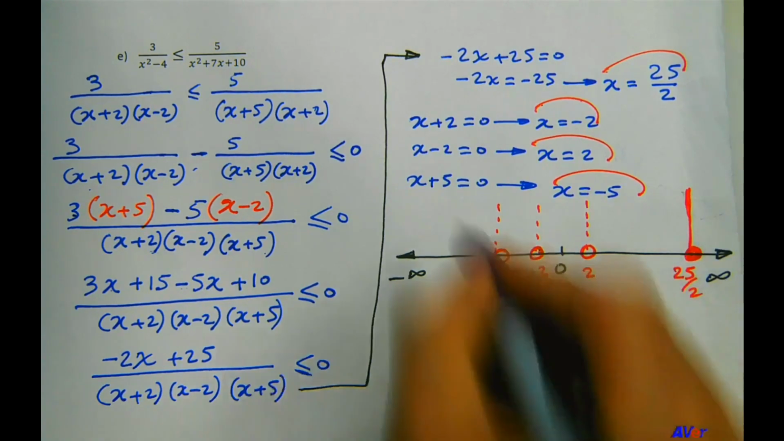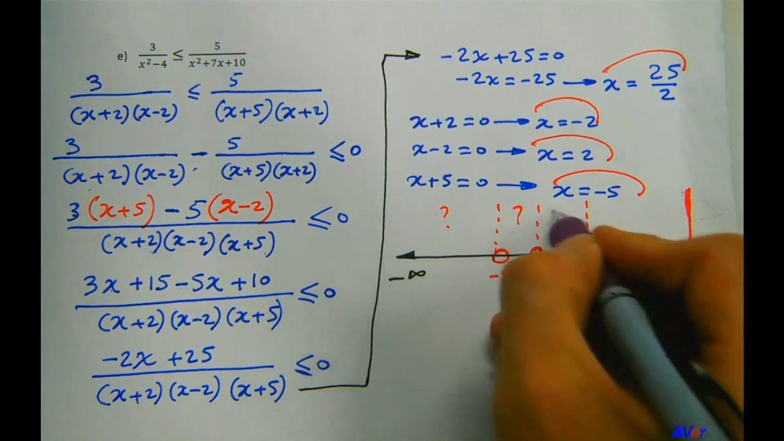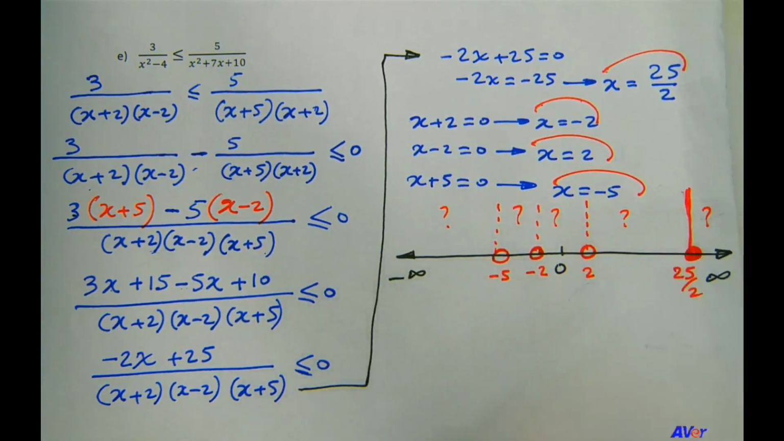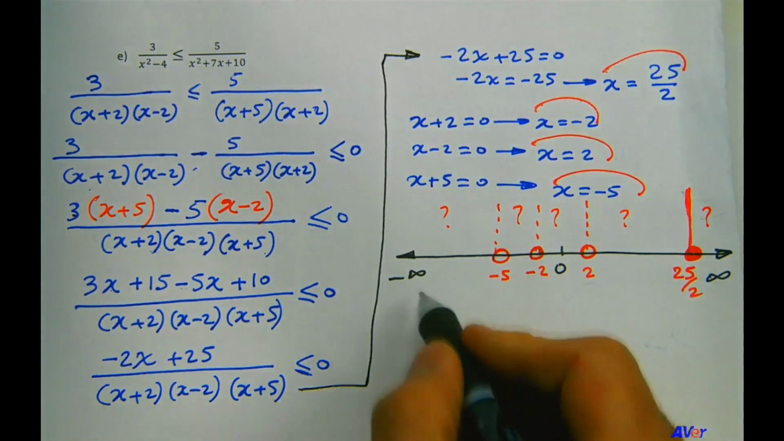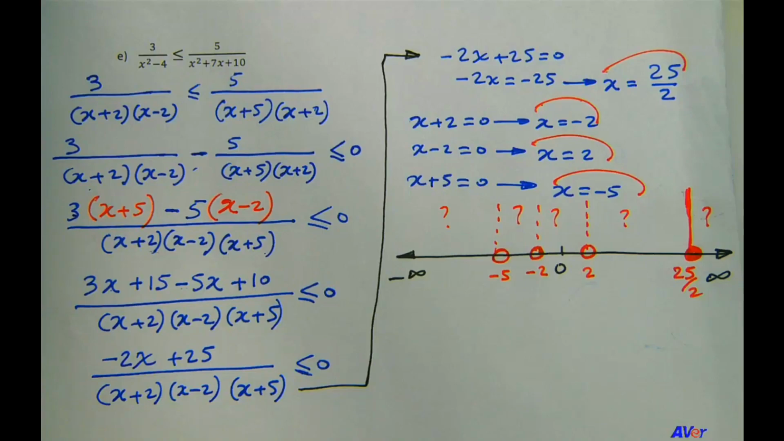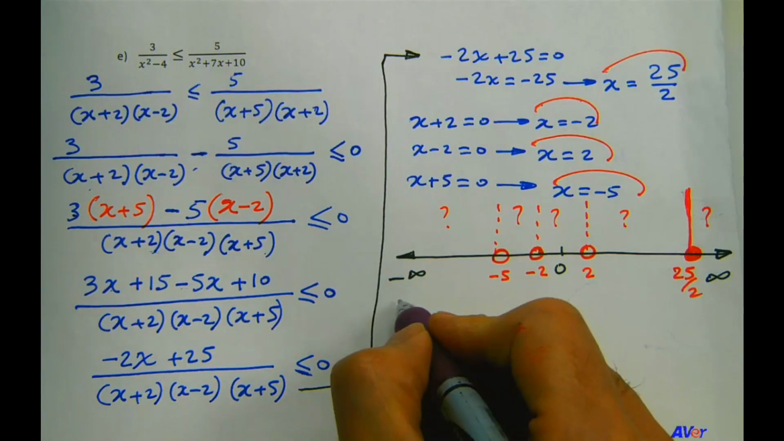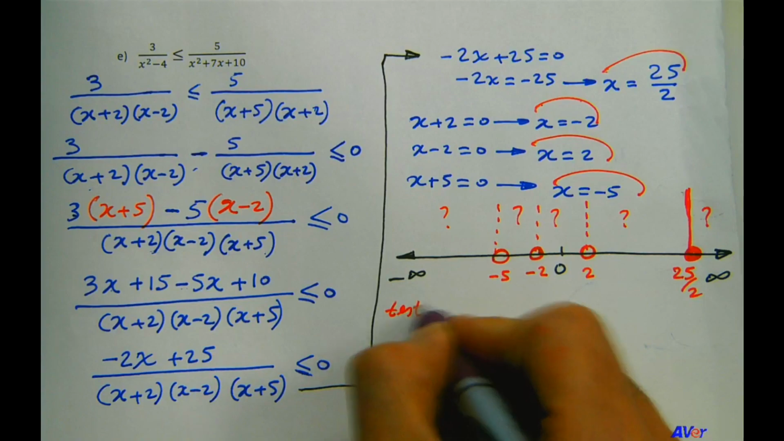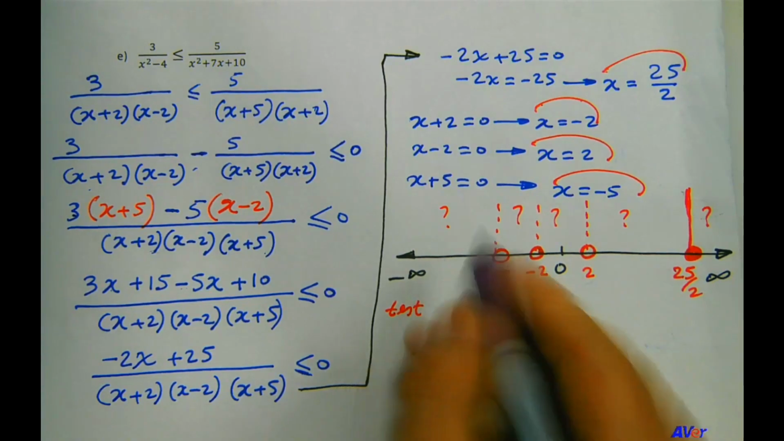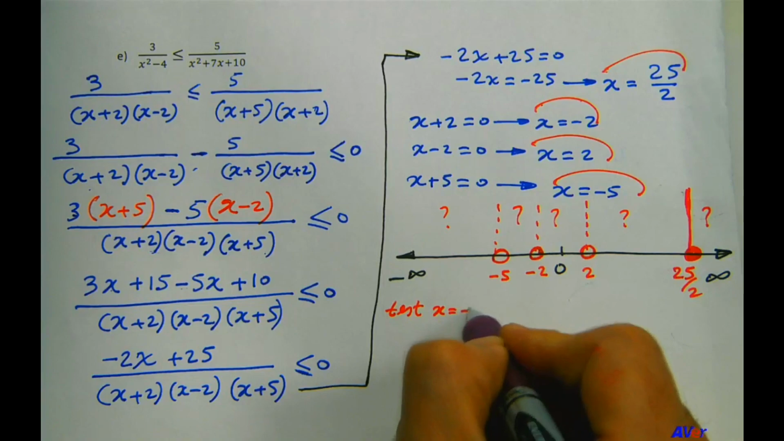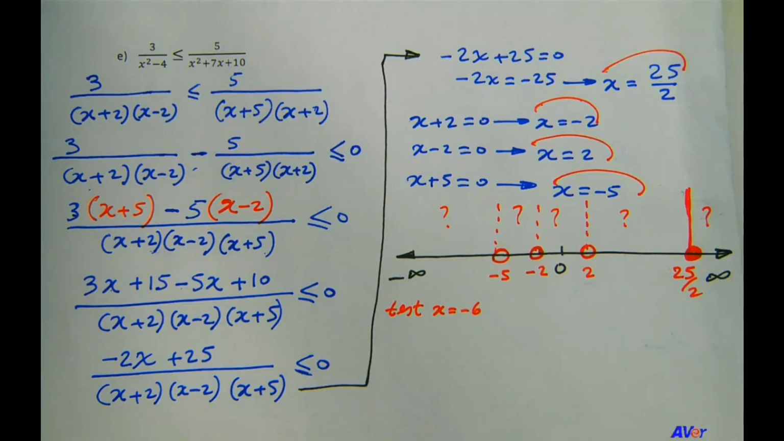So how many regions should we check? 1, 2, 3, 4, and 5 regions we need to check. I hope I have enough space here to do that, so I'll try to write the solution in a more compact form so I can fit everything here. Let's pick an easy number. Let's take x equals minus 6, and we're going to put all of that in this inequality. Okay, not that one, this one.